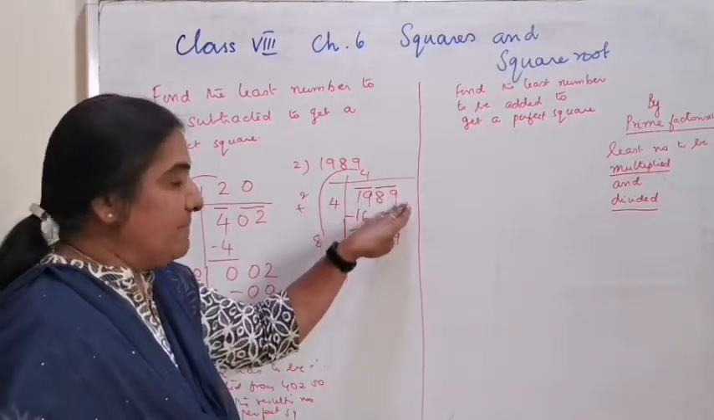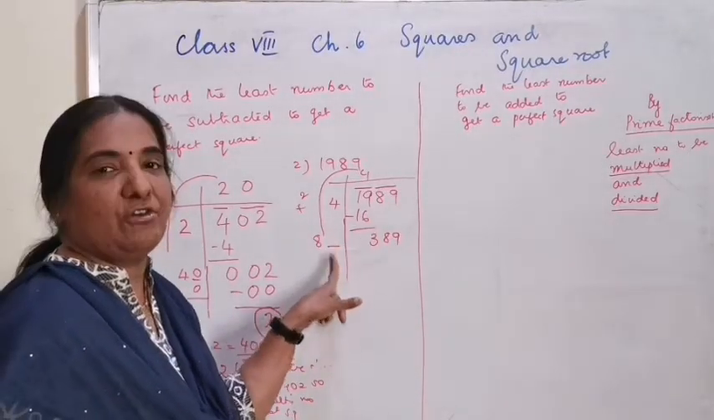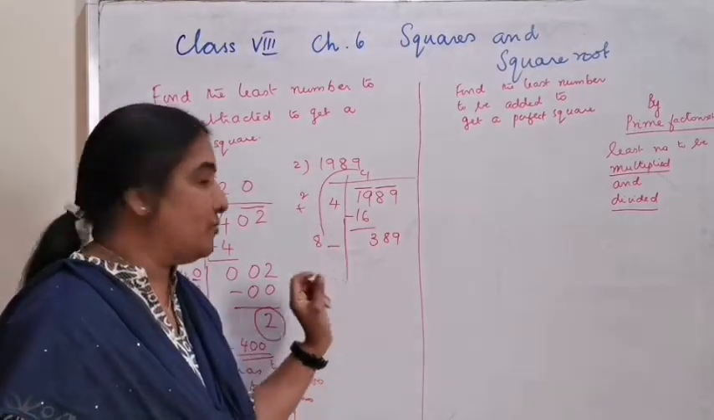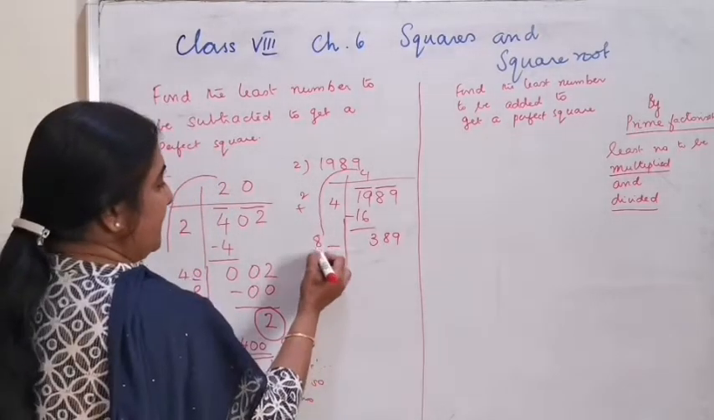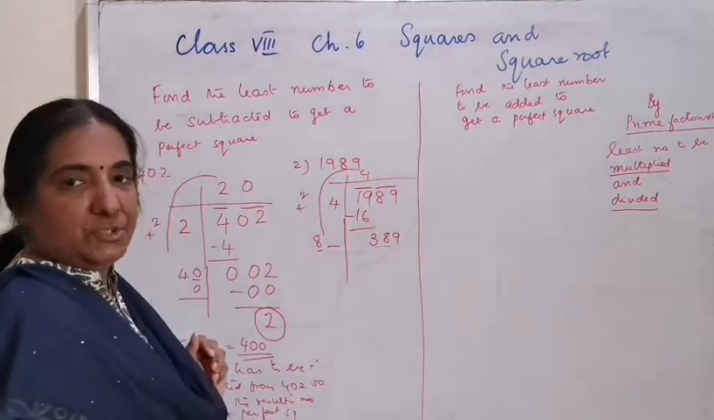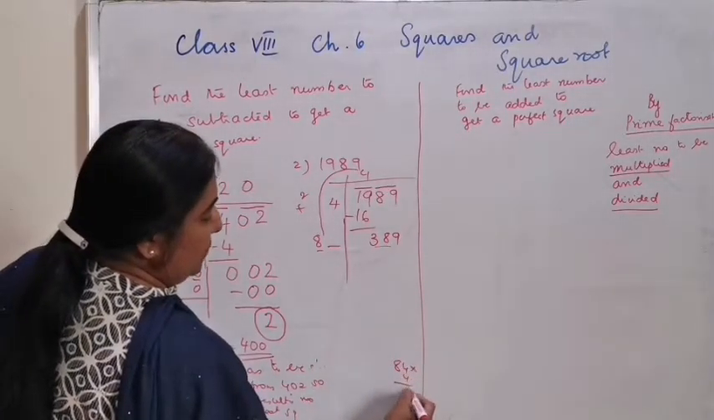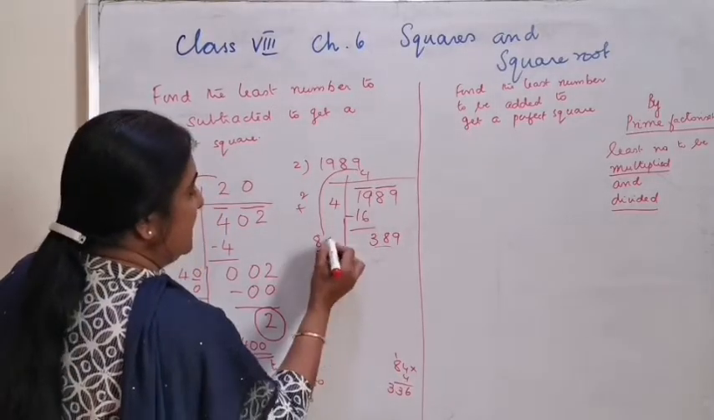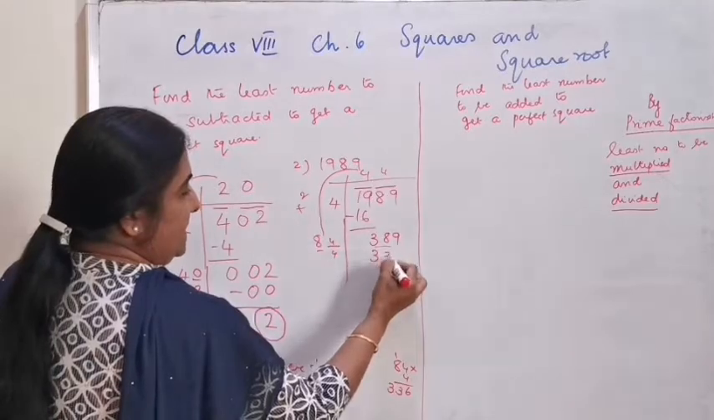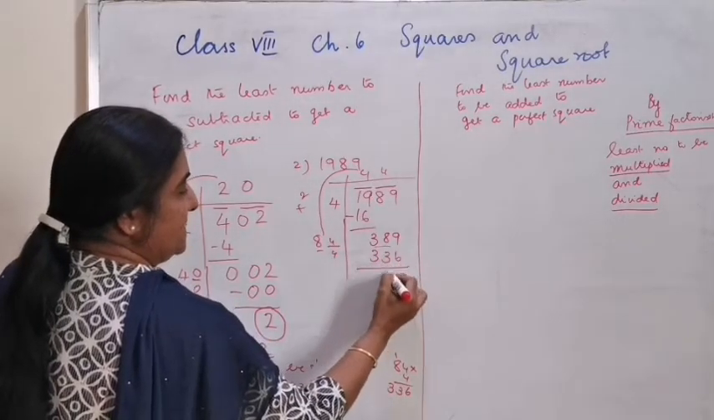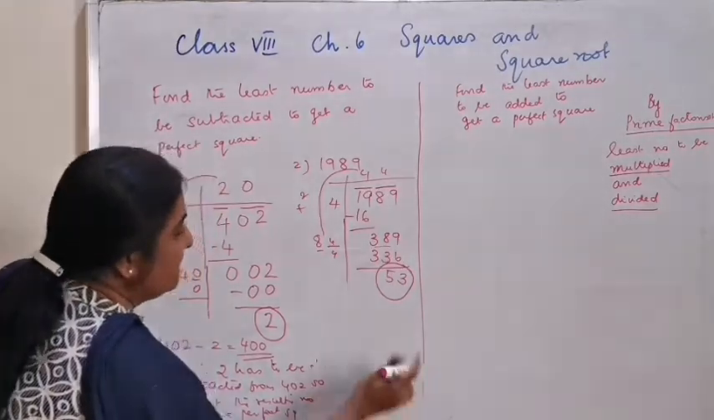Since the number is not a perfect square, you need not check with 83 into 3 or 87 into 7. It should be a number close to 389. That is 8 fours are 32. So you can check with 84 into 4, 336. 389 minus 336 is 53. You got a remainder 53.